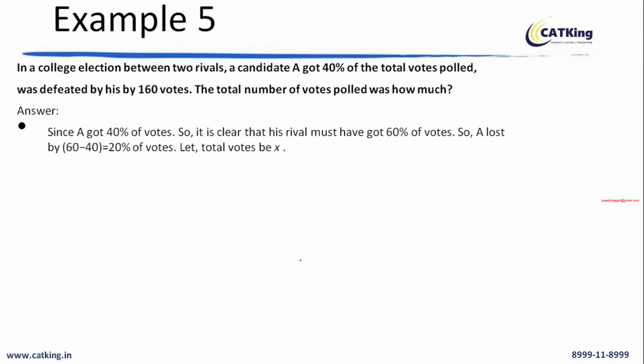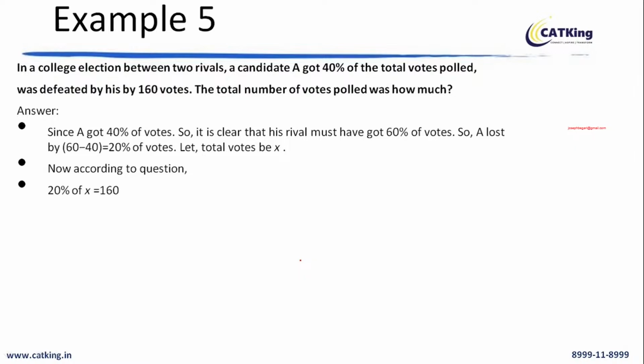So since A got 40% of the vote, it's clear that his rival must have got 60% of the vote. And A lost by how many votes? If the rival got 60% and A got 40%, he lost by 20% of the votes. So now let us assume the total votes are X. X is the total number of votes.